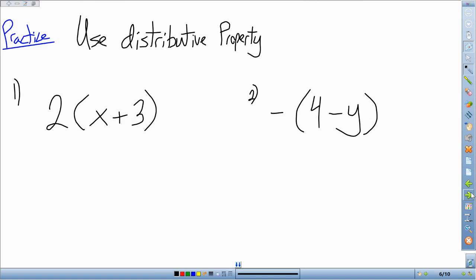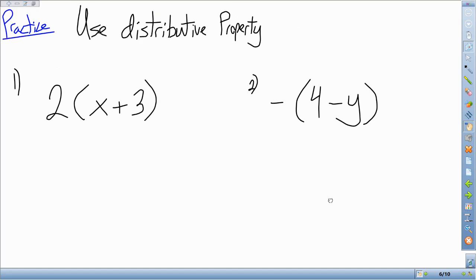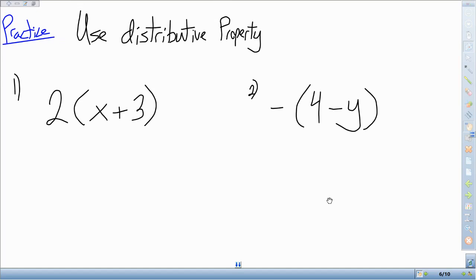All right. So I'm going to have you guys go ahead and try a couple of these on your own. I think just 2 of them. So copy these down, try them out real quick, and then we'll go over them.